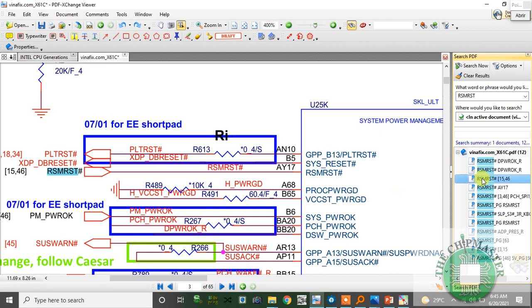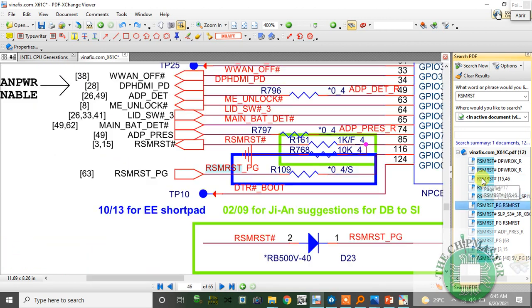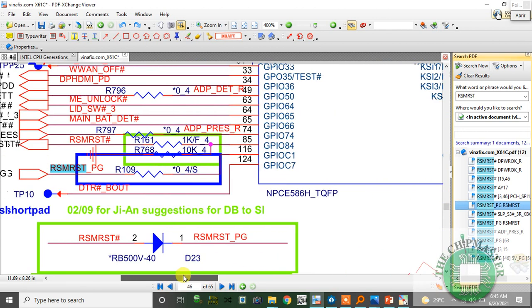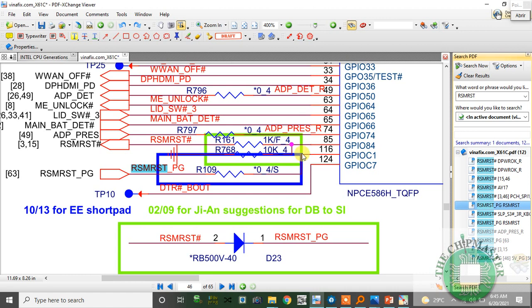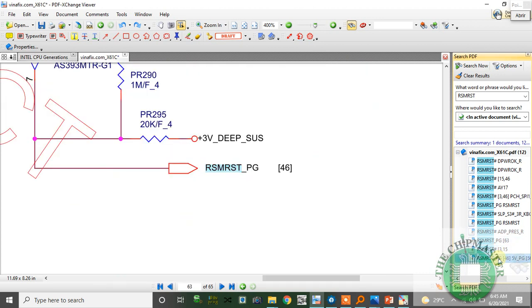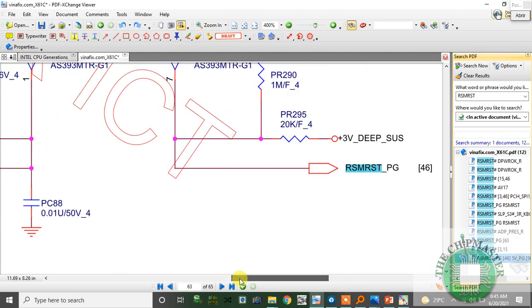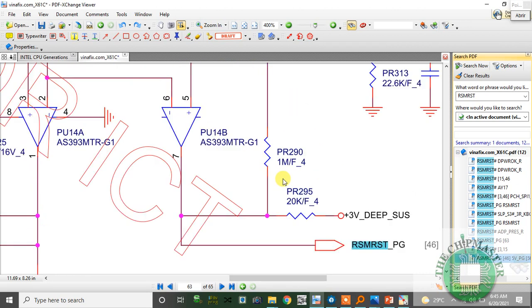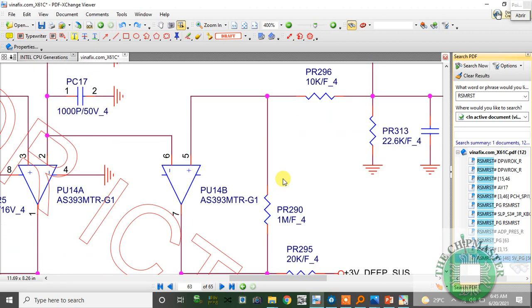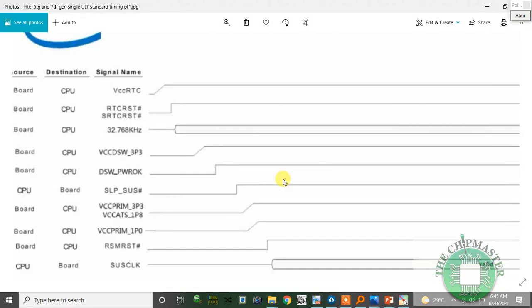And this is coming to the PCH, to the CPU, RSM reset. And it's coming from our EC. Alright. Here it is. RSM reset is coming from pin 85 of the EC and it's going to the PCH, the CPU. Alright, that's it. Alright, so RSM reset. So now it is waiting for the trigger. So the trigger is in the next set.